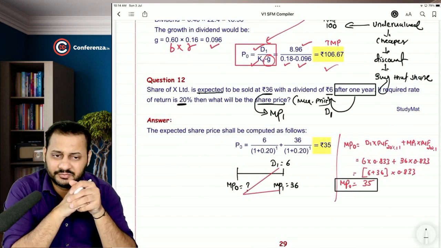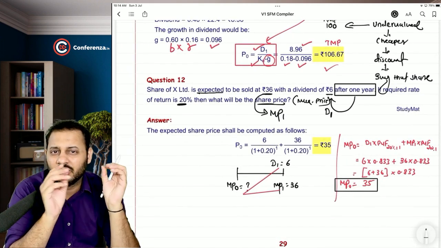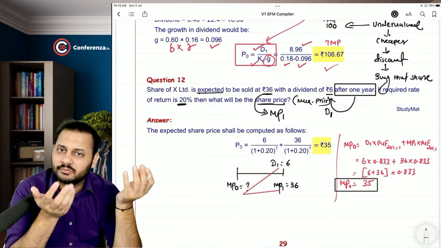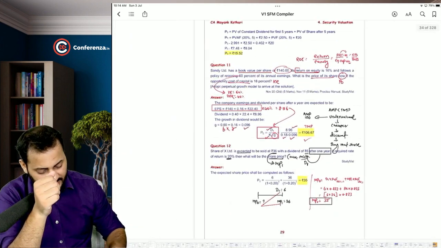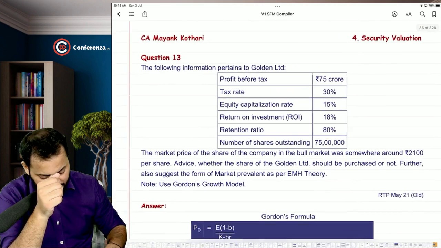Is it easy? Yeah, it's very easy, sir. This is not going to come in your exam. That is just for the purpose of practice. Don't expect CA final to be so easy.